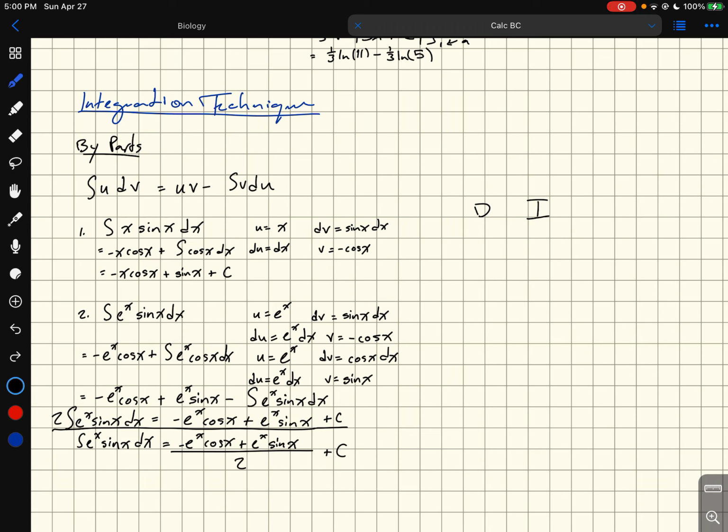But this is also called tabular integration. So I'm going to write DI/tabular. This is still part of integration by parts, but it's just a different technique of integration by parts.